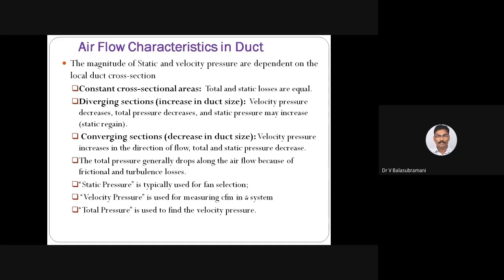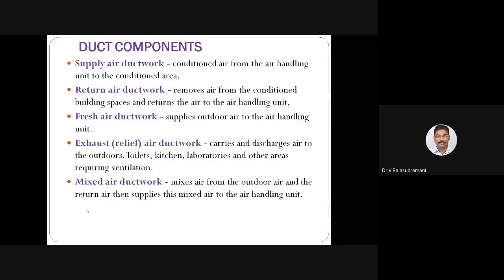Then converging section, where we are reducing the static pressure. Sometimes this concept may also be used in static regain. Our aim is that the static pressure is always greater than the system pressure. That's the principle of the static regain method. For that purpose, I think we are using a converging section also. Other uses: static pressure for fan selection. Using the static pressure, we may select the suitable fan, and velocity pressure for measuring the CFM, cubic feet per minute. And then the duct components. There are many components. We have already discussed them in the first slide.